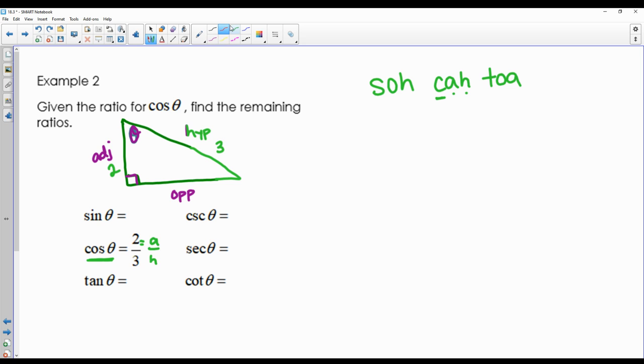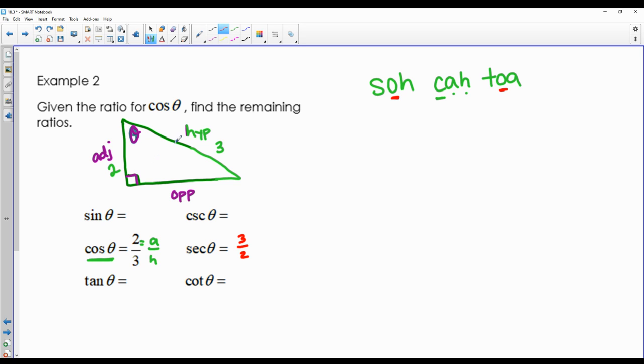All right, so now we've got to find our missing side, our opposite side, and then we can go through and we can find, in fact, we can already do the secant. This reciprocal is just going to switch places. It's going to be 3/2. But these other two, the sine and the tangent, they both use our opposite side. So we're going to have to use our Pythagorean theorem to find that opposite side very first.